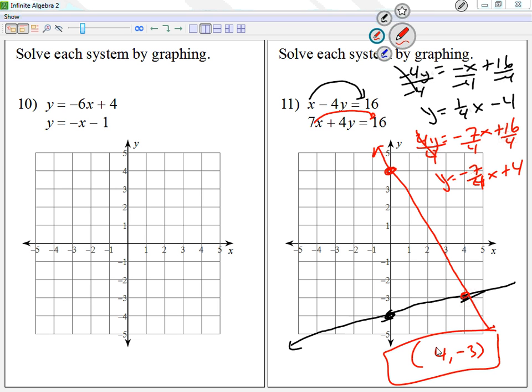So the difference between 11 and the first 10 is that y was not by itself, so we have to get it by itself. Notice once again on the first equation, I move the x to the right, switch the sign, divide everything by negative 4, and there's y by itself. On the second equation, I move the 7x to the right, change the sign, divide everything by 4, and there's y by itself. Any questions on the rest?